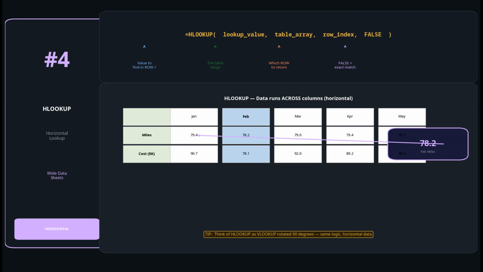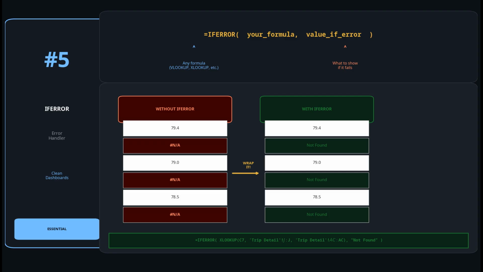Number 4, HLOOKUP. We have talked about vertical lookups, but what if your data runs across the page instead of down? HLOOKUP stands for horizontal lookup. It searches for a value in the top row of a table, then returns a value from the same column in a row you specify. Think of it as VLOOKUP rotated 90 degrees. Perfect for financial models or monthly tracking sheets where your months go across the columns.